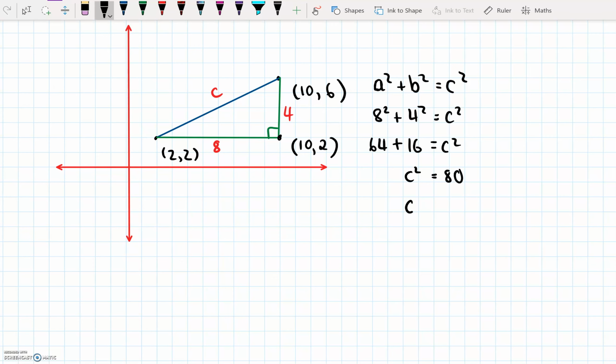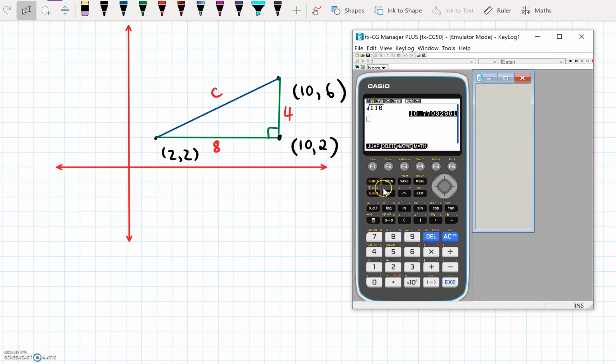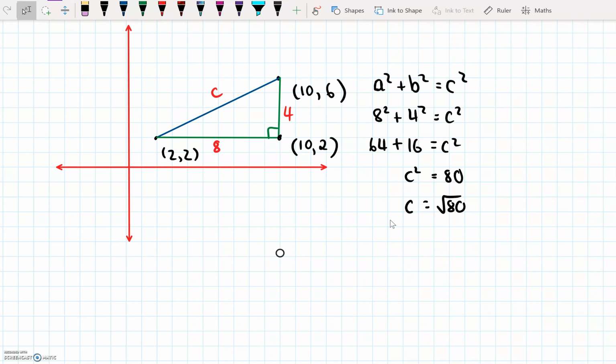Okay, so we have c squared is equal to 80. Take the square root of both sides, we get c is equal to the square root of 80. Okay, and again, on my calculator, if we take the square root of 80, okay, make it a decimal, then we get 8.94. So C is approximately equal to 8.94. And that's it. Okay, so this is how we find distances when it's on the coordinate plane.